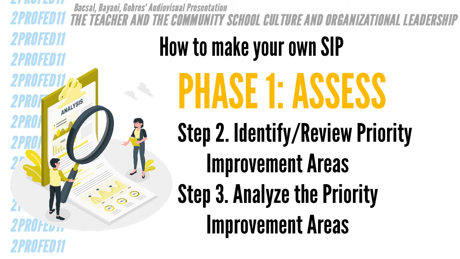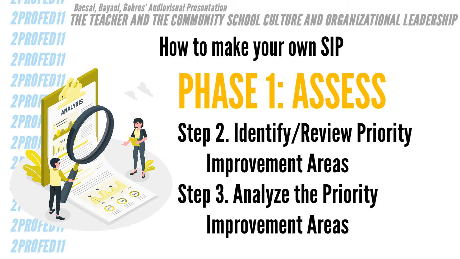Let us proceed to the first phase of our SIP. Phase 1. Assess. Step 2. Identify and review priority improvement areas. This is where you will be presenting your information and ideas gathered from the preparatory phase and start identifying your priority improvement areas which should be focused on.